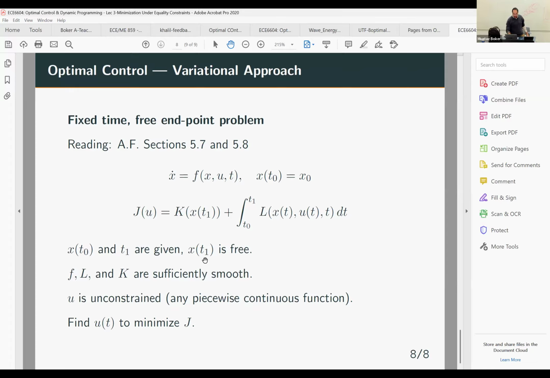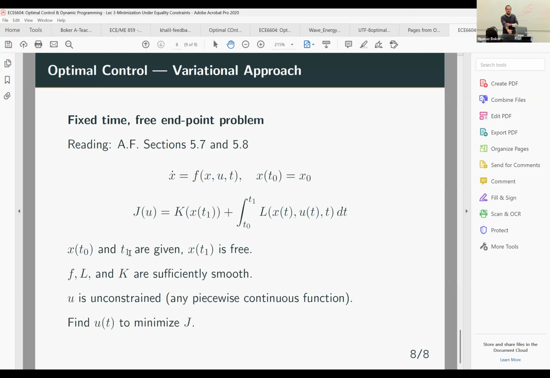I don't care about the final state, right? The fuel in the tank, I don't care. Whether it's 0 or full tank at the end of the experiment, we don't care, as long as we minimize this cost function, okay? This is why it's called free endpoint, because we don't care about the final state, right? And fixed time because t1 is fixed. So it's a fixed time, free endpoint problem.